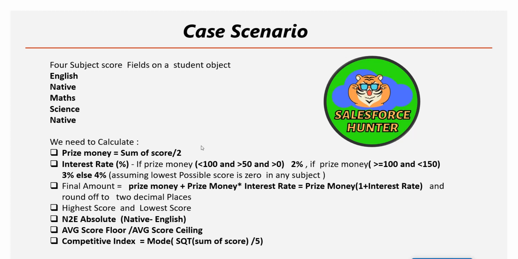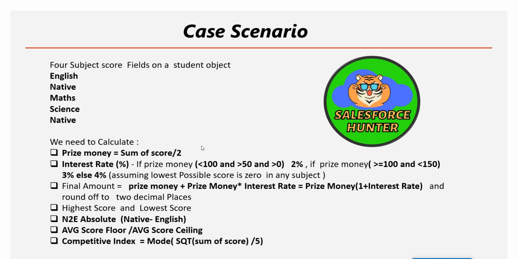Then we are also going to find the highest score and the lowest score. For that we will use the max and min functions. Now the school is also calculating another parameter called N2E absolute, which in this case is the native language score minus the English language score. It could be positive or negative. Suppose in English the marks are lower compared to native, the value would be positive. If native has lower marks than English, it would be negative, but we are taking only the absolute value for that. For that we are going to use the absolute function.